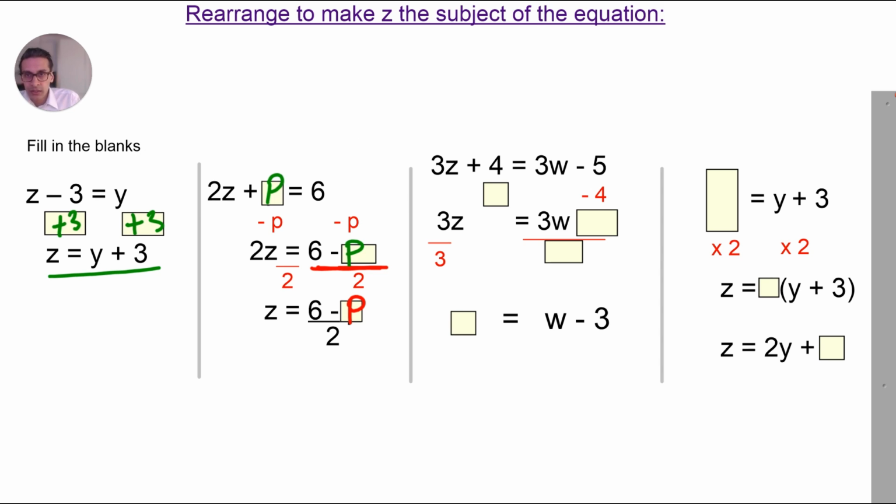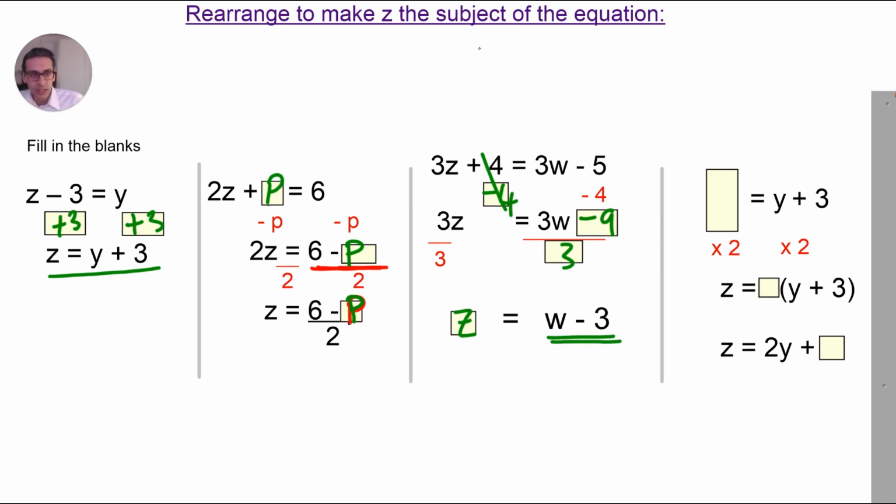Change the color just to make that correct. And then here we are taking away 4 from both sides. Then we get 3z, that's a 0 pair. And then negative 5 minus 4 is negative 9. And then we're dividing that by 3. So 3z divided by 3 is just z. And then you've got both of these divided by 3, which gives you w minus 3.